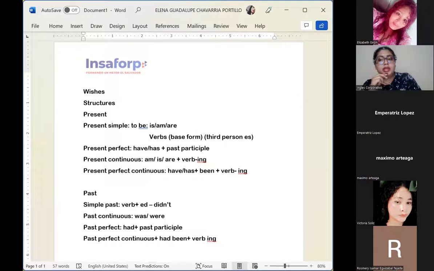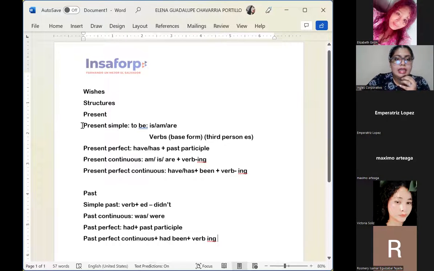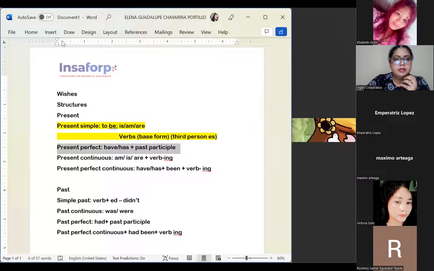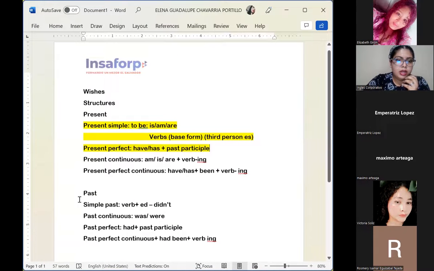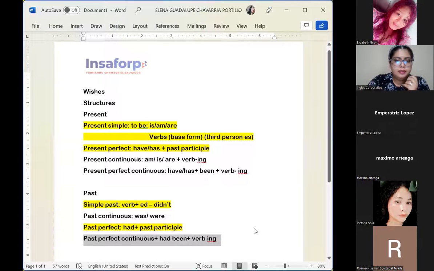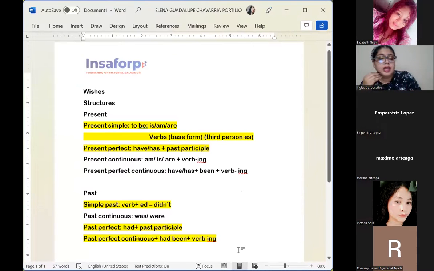Okay, this is the first part that we need to focus on: the present simple or simple present and the present perfect. And in this one, we have the simple past and the past perfect. And in some cases, we are going to use the past perfect continuous. Esas son las estructuras que más vamos a ver nosotros en ese tipo de oraciones. Pero estas son más que todo para los inicios. Vamos a ver cómo lo vamos a utilizar, y vamos a ir formando parejas.